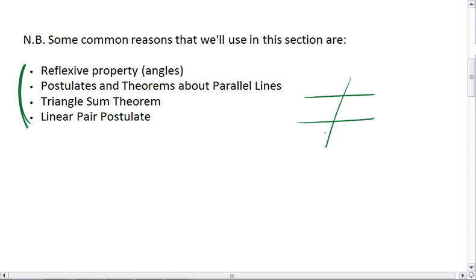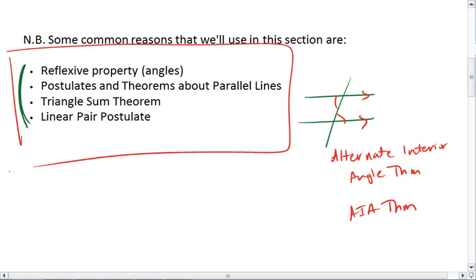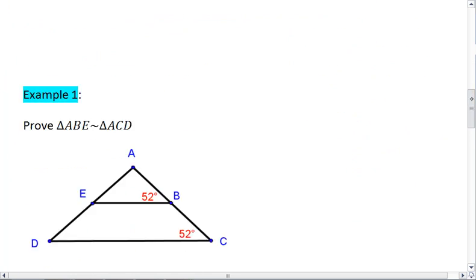Those are theorems that tell us if we have two parallel lines cut by a transversal, then alternate interior angles are congruent. And that's our alternate interior angle theorem, or the AIA theorem. That is going to be a very popular proof. Corresponding angle postulate will also be popular. You will need to use the triangle sum theorem as well as the linear pair postulate. Please make sure that you have these common reasons in your notes and that you know what each of them is going to look like. Some examples will help with that.